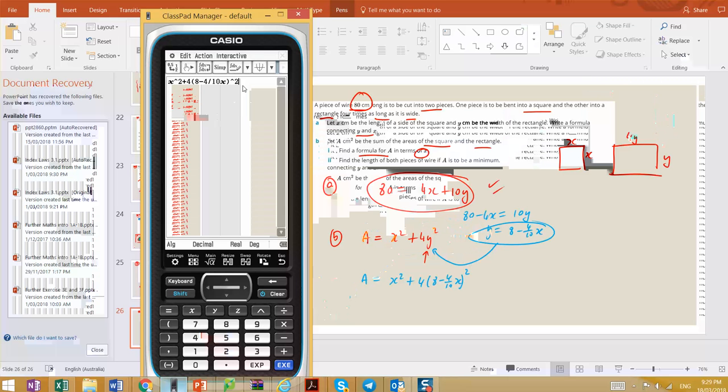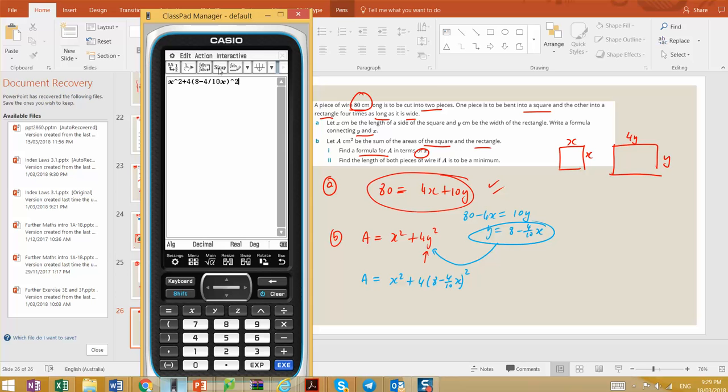Now I want to do the next part. Find the length of wire for which A is a minimum. Okay, so we want to graph this to find when that occurs. So I'm going to use the drag and drop feature. And as expected, I don't see any graph. What does that tell me? It tells me that I don't have the correct window. So I'm going to change my window.